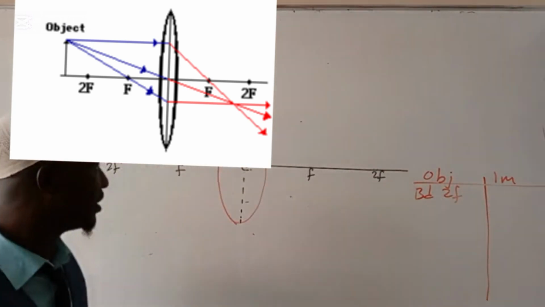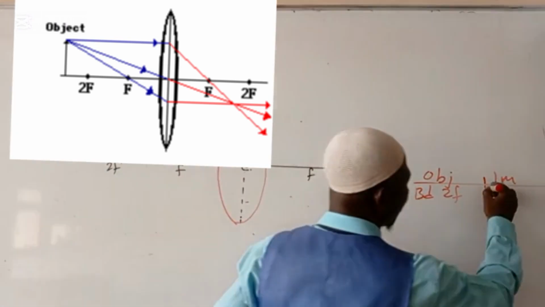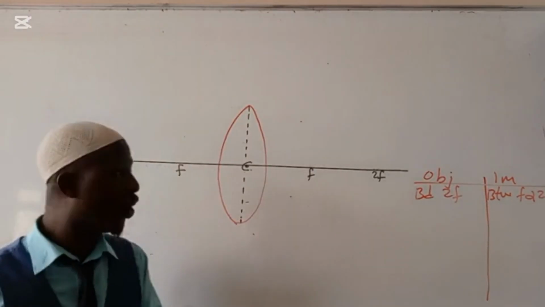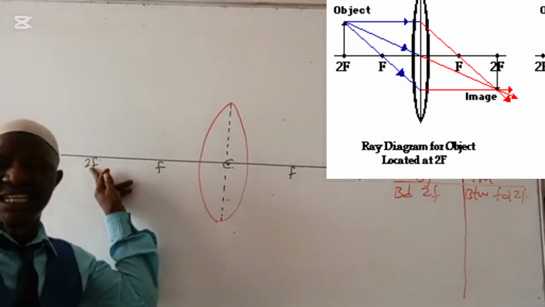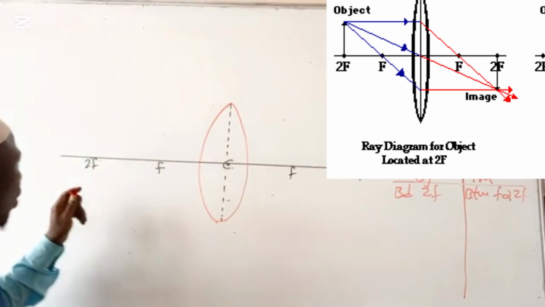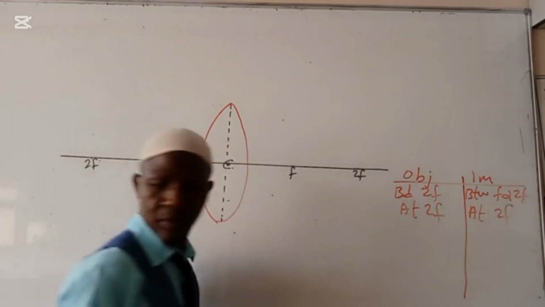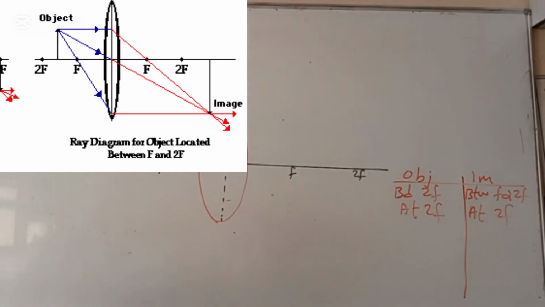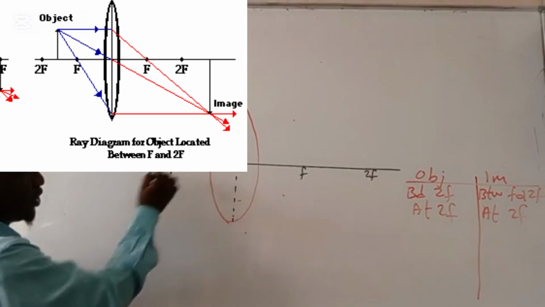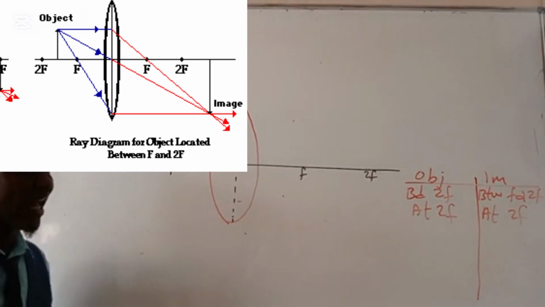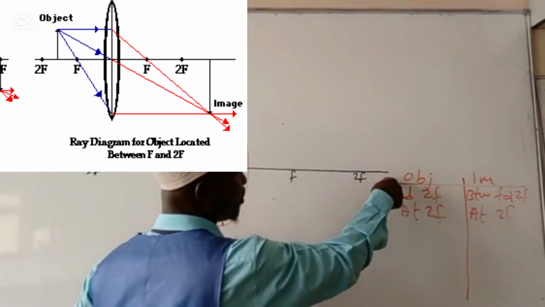where will you find your image? Your image will form between F and 2F. But if you place your object at 2F, don't forget our 2F is like C in the case of a curved mirror, the image will also form at 2F. But if you place your object between 2F and F, then the image will go back beyond 2F.